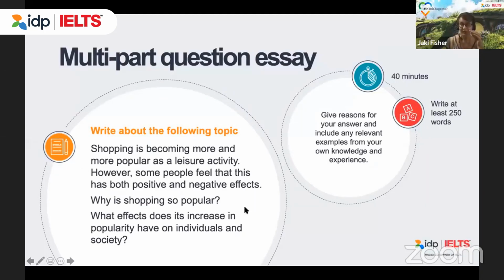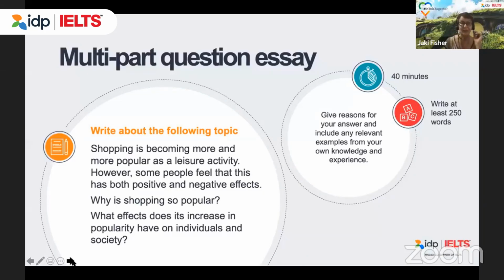Okay, so we have 2 jobs in this essay. Why is shopping so popular? What effects does its increase in popularity have on individuals and society? Or do we have 2 jobs? Do we have 2 things we have to talk about? What do you think? 3, yeah, that's right, Mark and Steve. We have to talk about 3. The effect on individuals and society. Okay, so always be careful when you read the question. So we have to talk about 3 things. Why is shopping so popular and how it affects people and how it affects society.